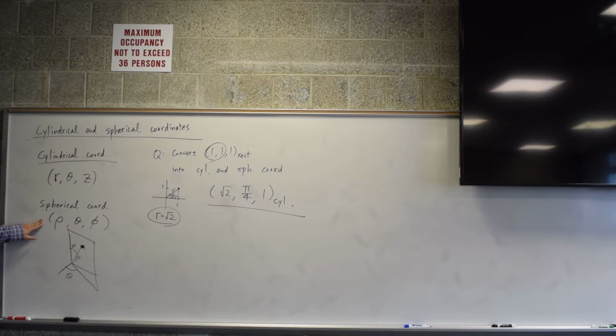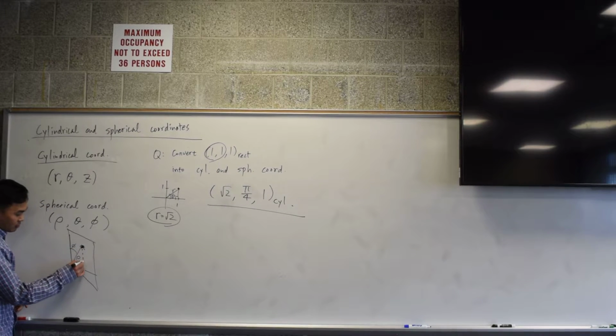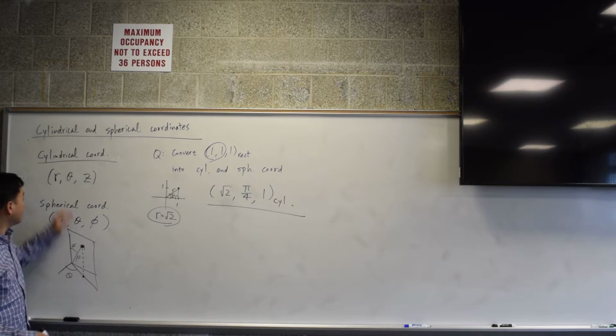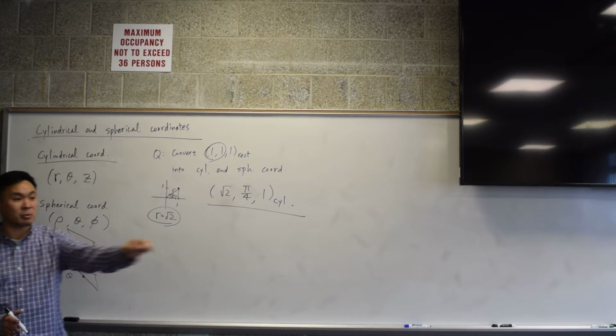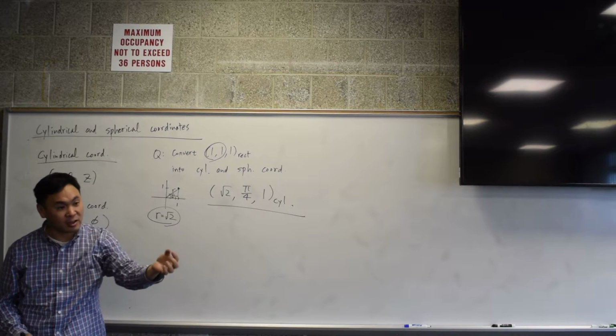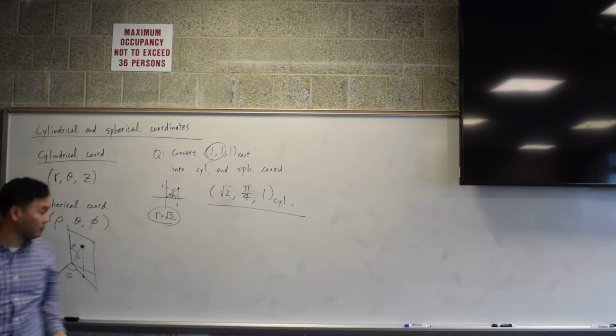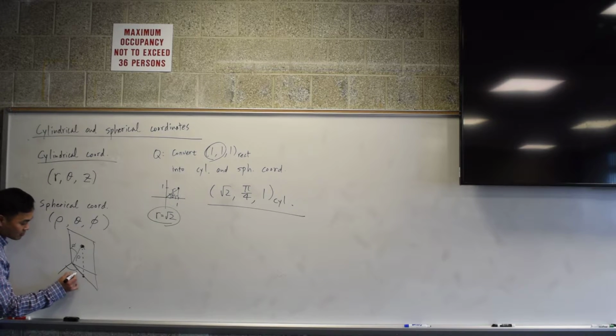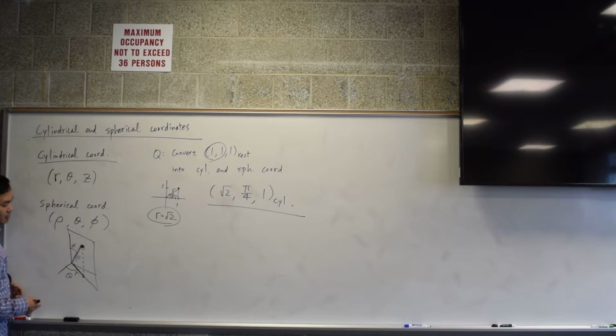Now we go to here. Now there's a difference between r and rho. R is the distance from the origin to the foot of that point. So this r theta represents the position in 2D. If you have something in 3D, you have to bring it down and think about the foot of that point. So r is really this distance here, and rho is this distance.